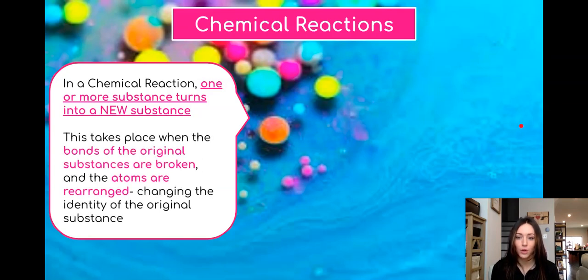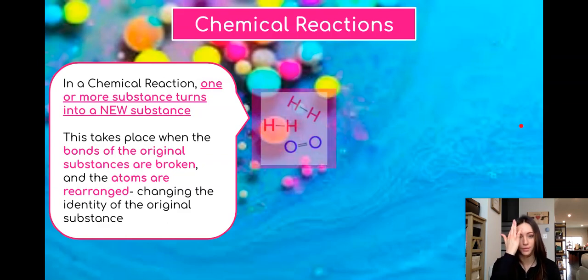This takes place when the bonds of the original substances are broken apart and the atoms in those original substances are rearranged. When these bonds are broken and the atoms are rearranged, we know that the chemical structure of that substance has changed. Hence, the identity of that substance has been changed into something entirely new.